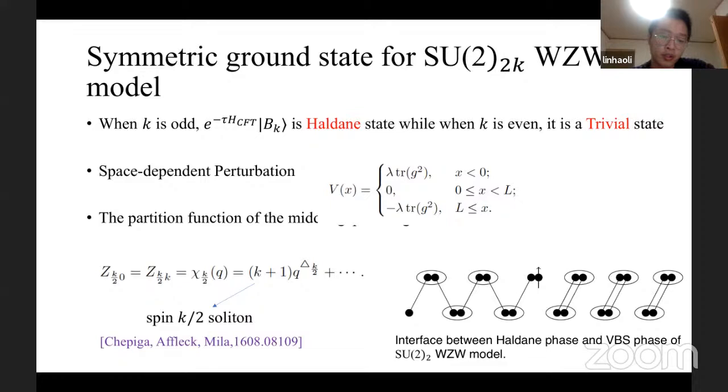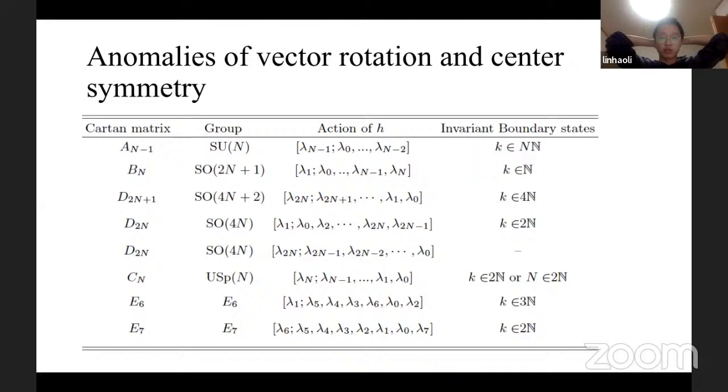And this result was also discussed numerically in the paper by Chibisov, Affleck, and Metlitski. Moreover, this boundary state method can also be applied to the WZW models with general Lie groups. Here are our results for the symmetrical boundary state under the vector rotation and center symmetry.